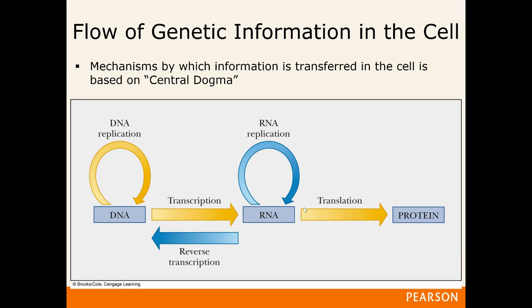Hello students, we're going to be talking about the flow of genetic information in the cell and going through a brief overview of what's known as the central dogma, which is the idea that DNA is transcribed through transcription into messenger RNA that's translated into protein. We will also be briefly discussing DNA replication.